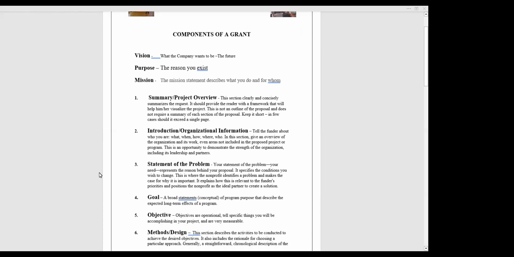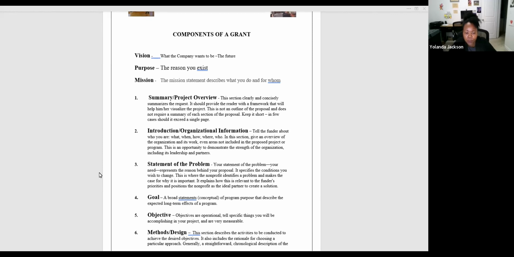Now, we identify the summary. We told them about our organization. We gave them the statement of the problem. Now, the next thing is number 4. So number 4 is the goal. It's a broad statement or conceptual of program purpose that describes the expected long-term effects of a program.